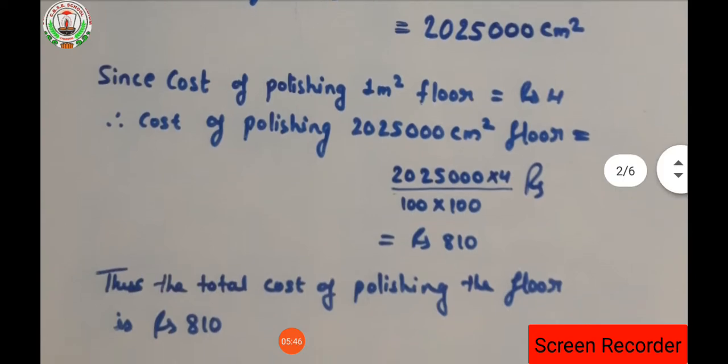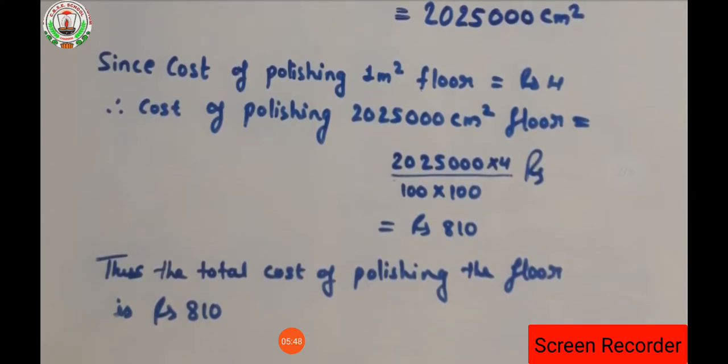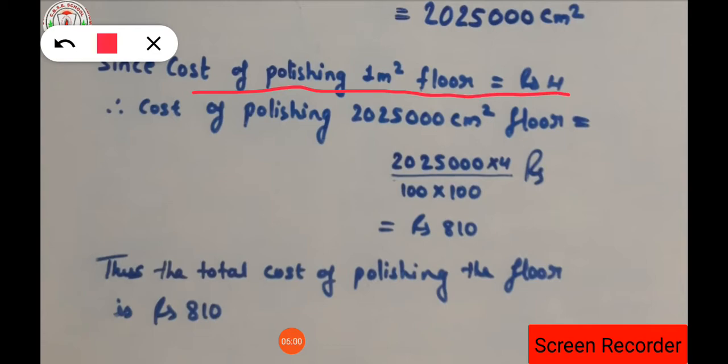In order to convert it into meter square, what do you have to do? You have to divide it by 100 into 100, since it is talking about meter square. Okay, now as the cost of polishing 1 meter square floor is rupees 4, that means the total area of the floor is how much? This much, isn't it? Now it is in centimeter square, and it has to be in meter square. In the same way, you have to divide it by 100 into 100. Then only we can apply it, isn't it?